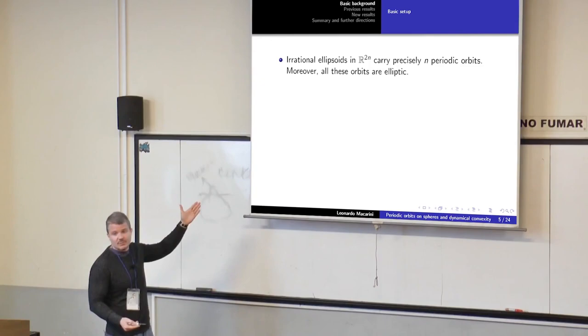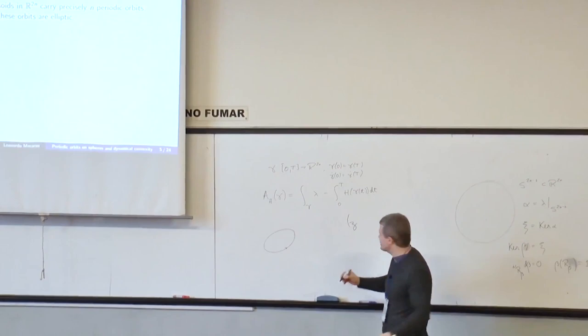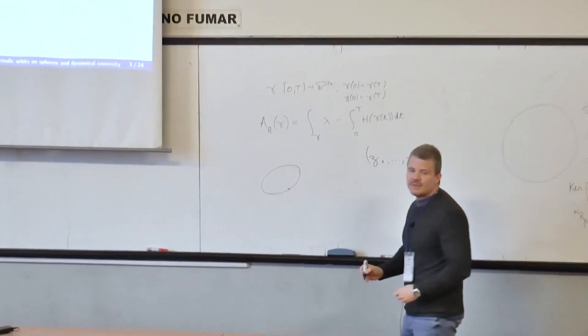An irrational ellipsoid is the following. You take an ellipsoid, you identify R2n with Cn, taking complex coordinates z1, ..., zn. And then an irrational ellipsoid is something given by this.